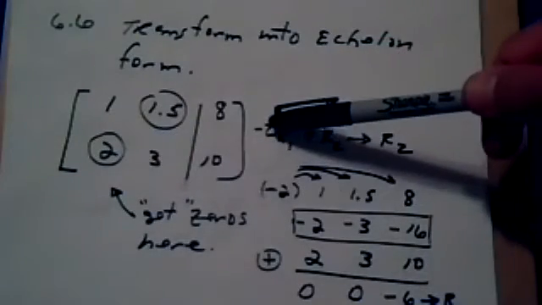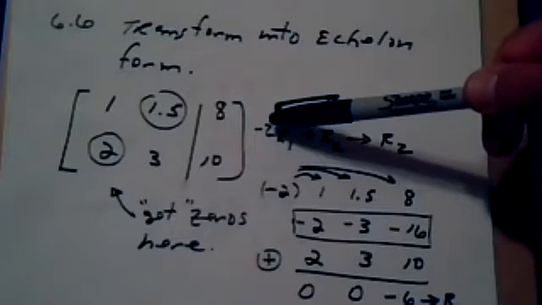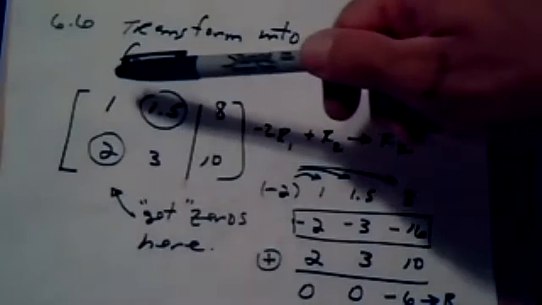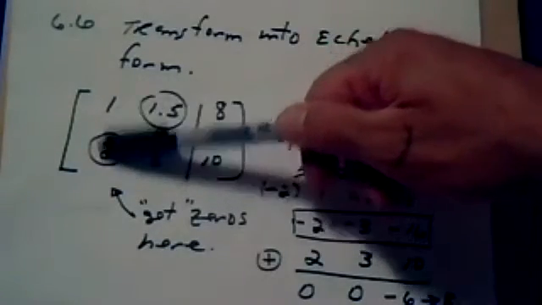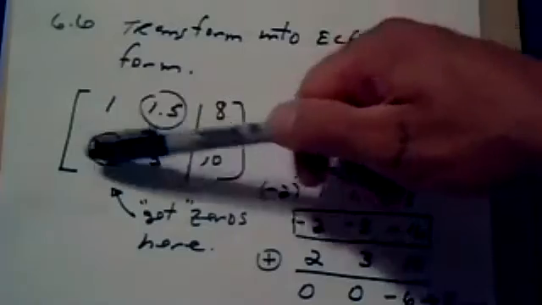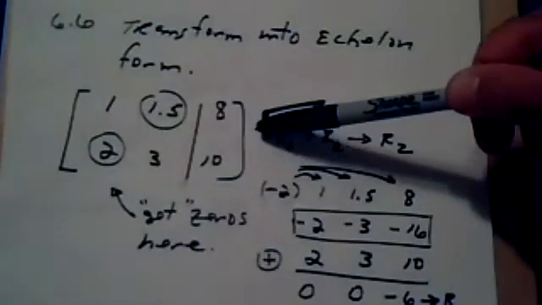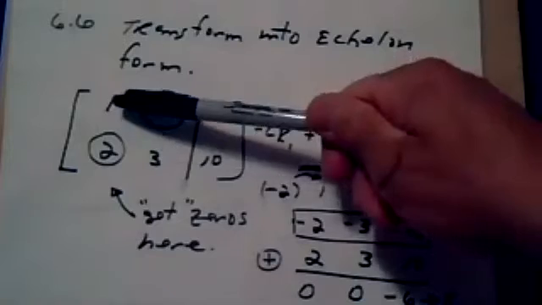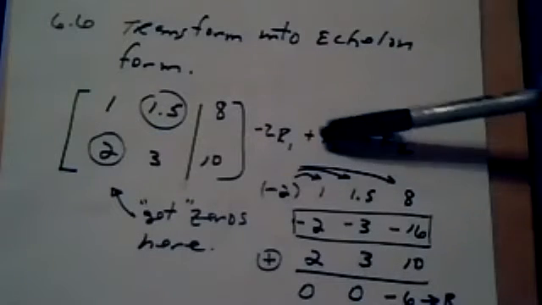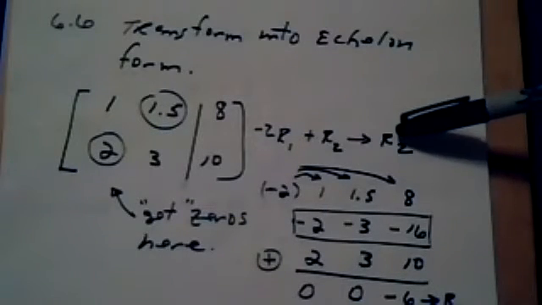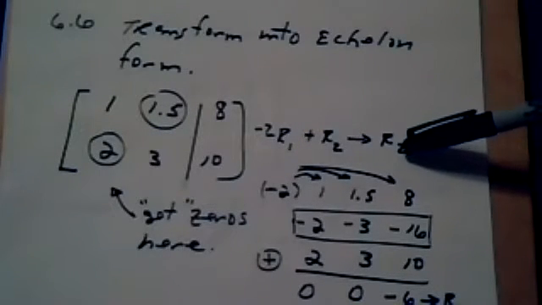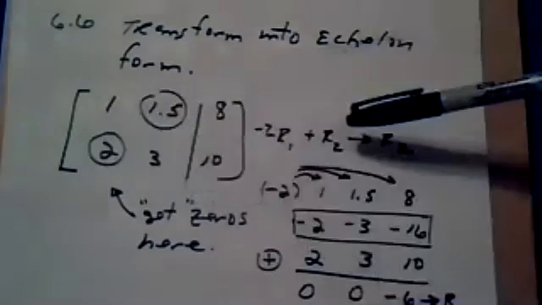So we're going to multiply row 1 by -2. And the reason is that we need a -2 here. So when we combine these two numbers, it turns into a 0. So multiply row 1 by -2, then add it to row 2, and then replace row 2. When we do the replacement, we get the 0 here. So this is the plan.